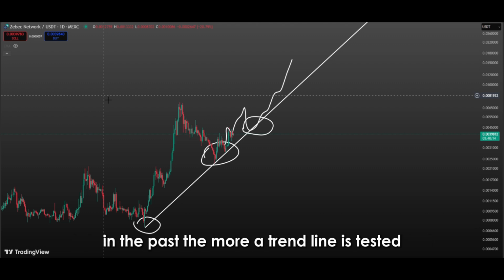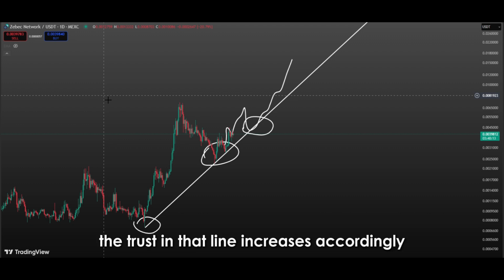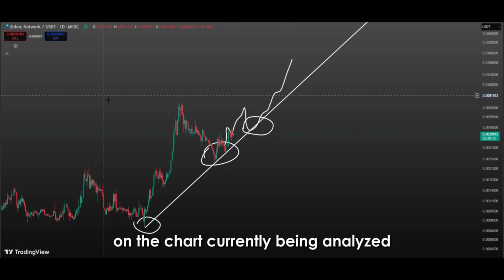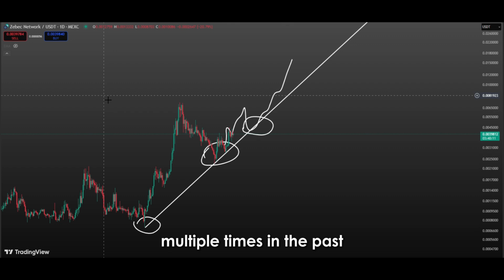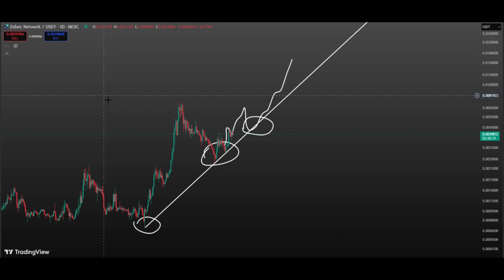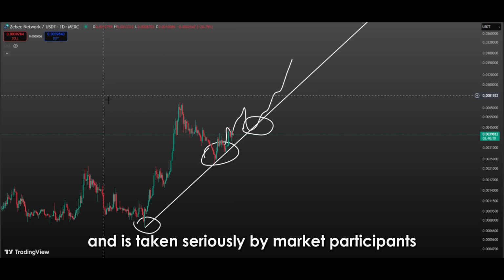The more a trend line is tested, the stronger it is considered to be. The trust in that line increases accordingly in the eyes of investors. On the chart currently being analyzed, the rising trend line has been tested multiple times in the past, and each time the price successfully bounced from it. This indicates that the trend line is functioning as a strong support level and is taken seriously by market participants.